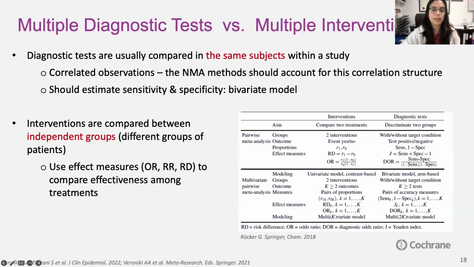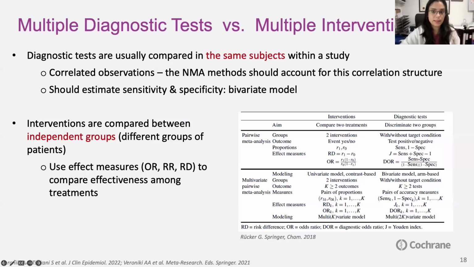One is that the diagnostic test accuracy studies focus on two quantities. So we have sensitivity and specificity that we need to consider. So models should account for both quantities and their correlation and trade-off due to the threshold effect.